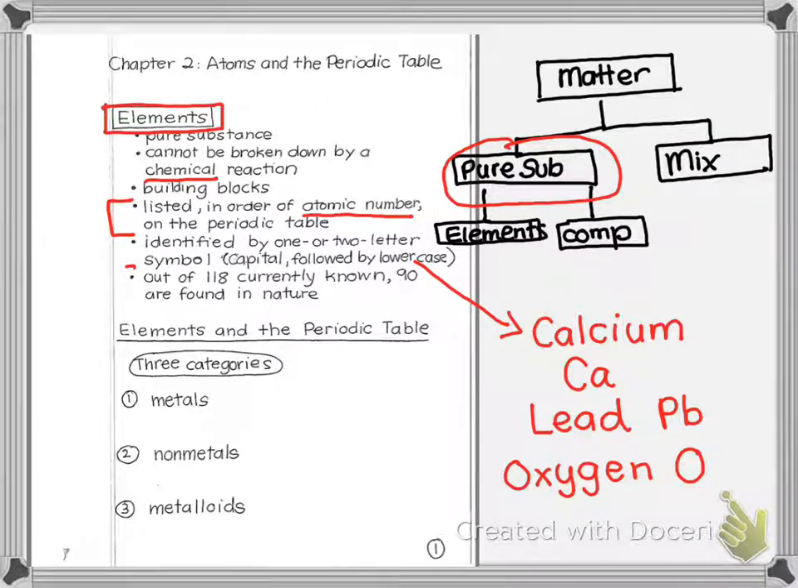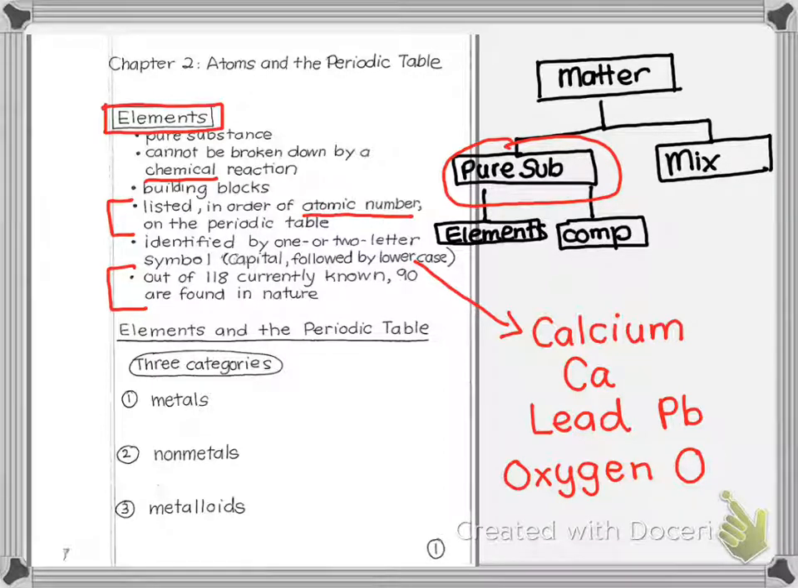Now currently, out of 118 elements, and we're going to look at a periodic table in the next slide, about 90 of them are found in nature. That number is not important for you to remember, but I like to point it out because sometimes we just think if it's on the periodic table, that it must be something that's found in nature, but there are a good number of elements that are actually man-made by nuclear reactions. They're the elements at the end of the periodic table, some of the big elements.